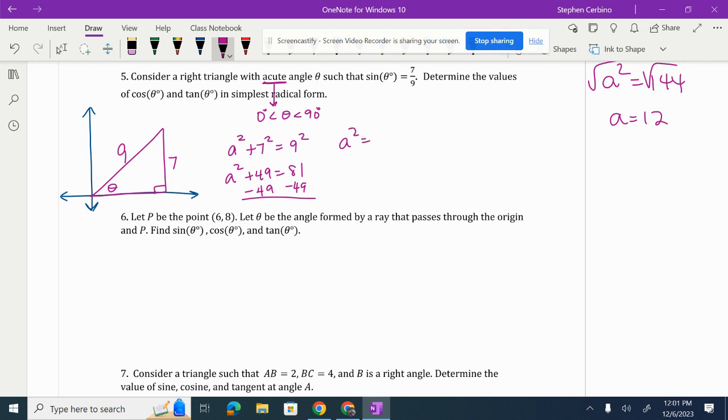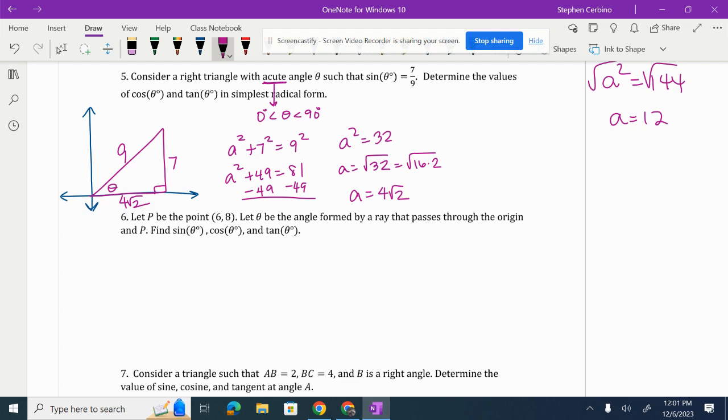So I have a squared is equal to 81 minus 49, which is 32, meaning we have the square root of 32. However, we can simplify that. There's a perfect square that goes into 32. The perfect square that goes into 32 is 16. So a is really 4 square roots of 2. This missing side is 4 square roots of 2.